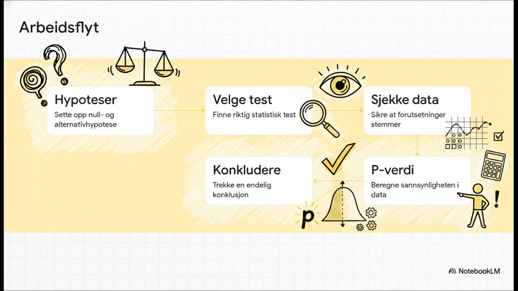This lays out a dead simple 5-step workflow. First, we set up our hypotheses. Then, we pick the right test. Third, we check our data to make sure it meets the requirements. Next, we calculate what's called a p-value. And finally, we draw our conclusion. And remember, in today's world, software handles all the heavy lifting for step 4. Our job is just to feed the machine correctly and completely understand the logic behind the output.